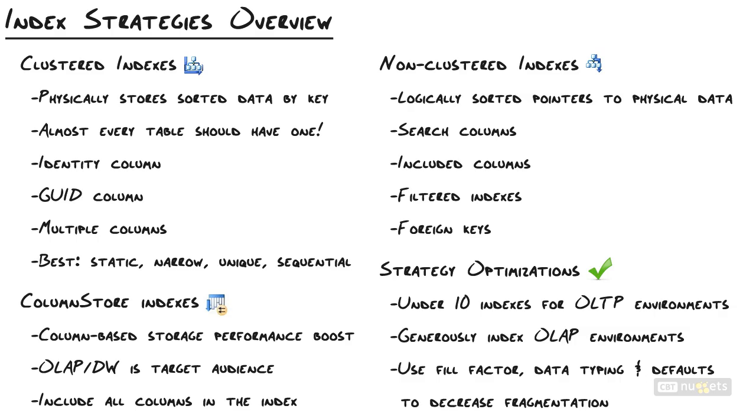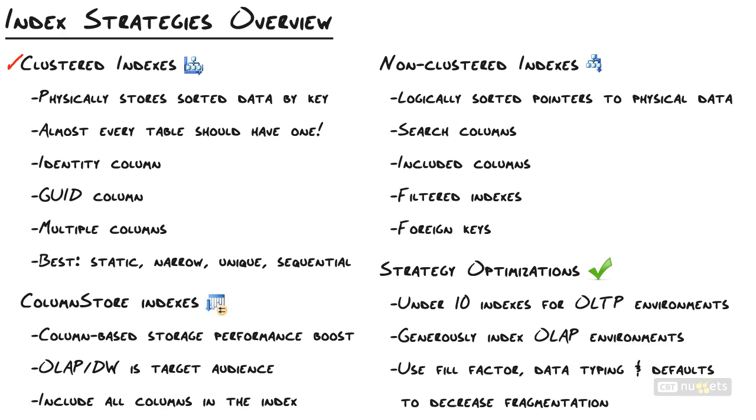When it comes to index strategies, the first thing we need to talk about is clustered indexes. Remember, a clustered index is one that physically stores the data sorted on disk by the key. Now, before I go any further, anybody know what a heap is? A heap is a table that contains no clustered index. It's just a pile of data, not logically or physically sorted in any order.